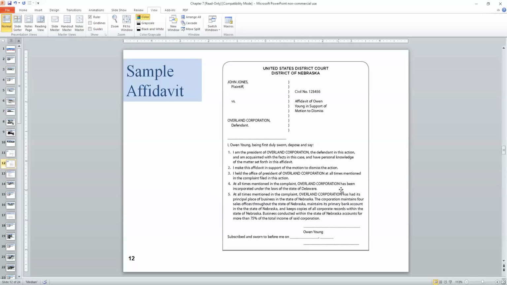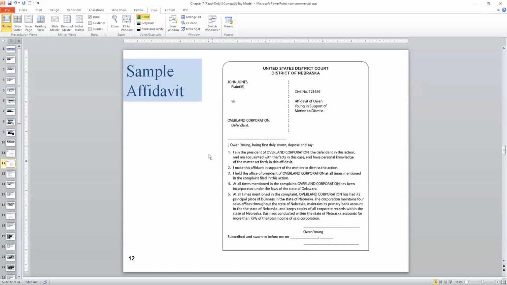So you can see here, if you go back and think about what this motion is about, it's because of a lack of jurisdiction. It appears that Mr. Jones is either a citizen of Nebraska or a citizen of Delaware. And because of that, there lacks diversity because Overland Corporation is, for the purpose of diversity, the equivalent of a citizen of Delaware and Nebraska. And so because there isn't complete diversity, Overland Corporation is saying this case ought to be dismissed from federal court.